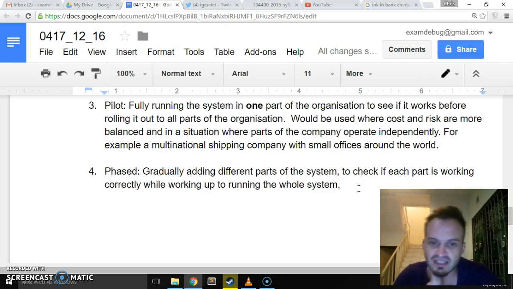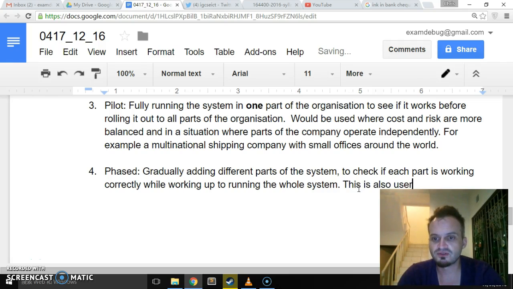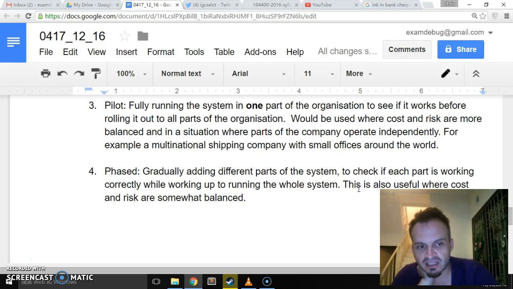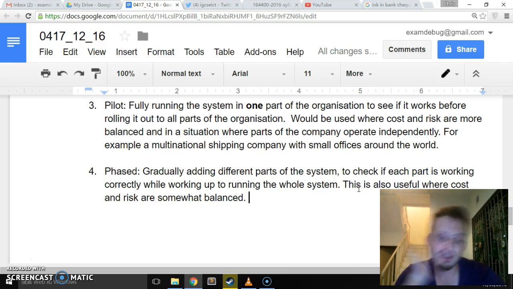And phased. Gradually adding different parts of the system to check if each part is working correctly. We're running up towards the whole system. This is also useful where cost and risk are somewhat balanced. So what would be the difference between pilot? The advantage of this is that we can identify the errors better. We can gradually train up staff. So let's go with that one.